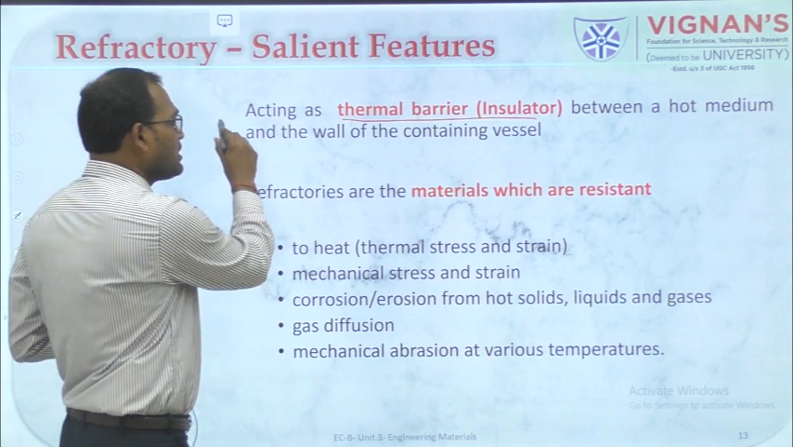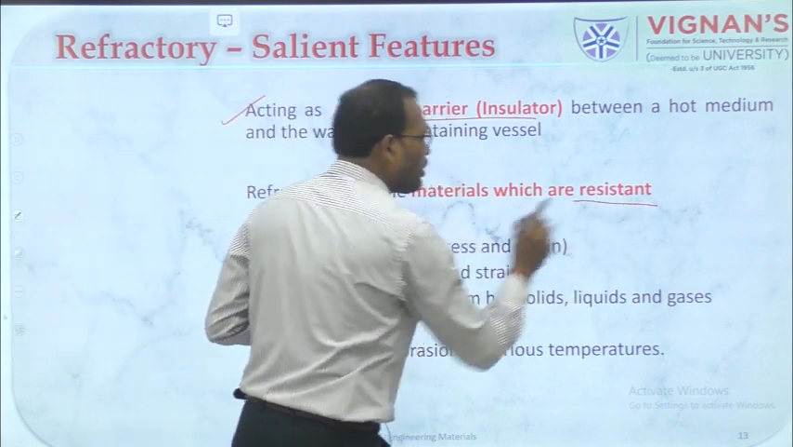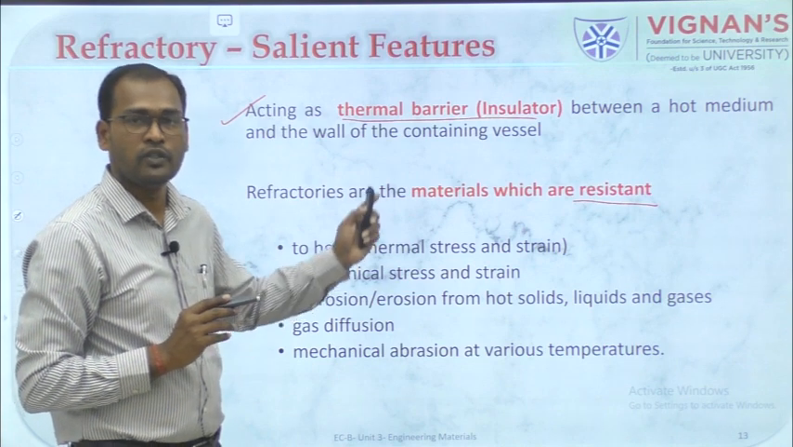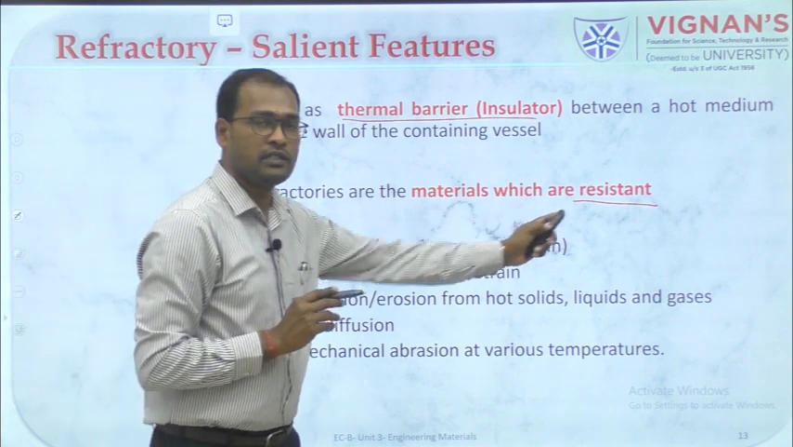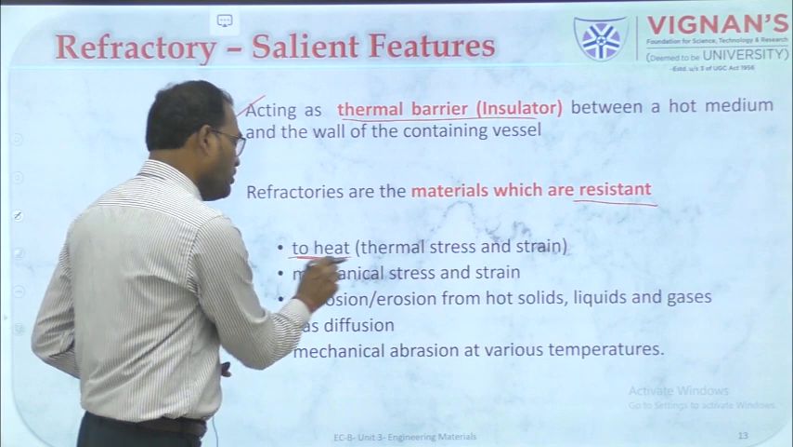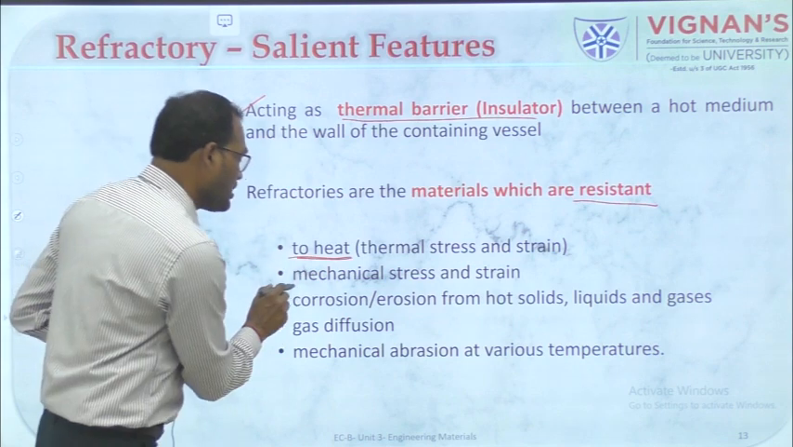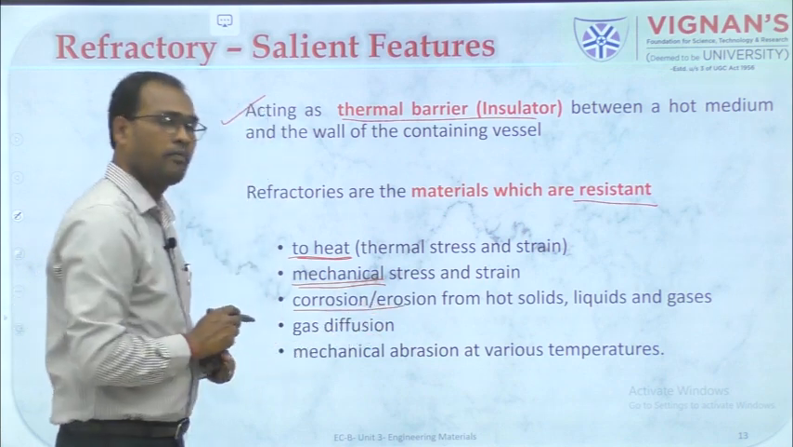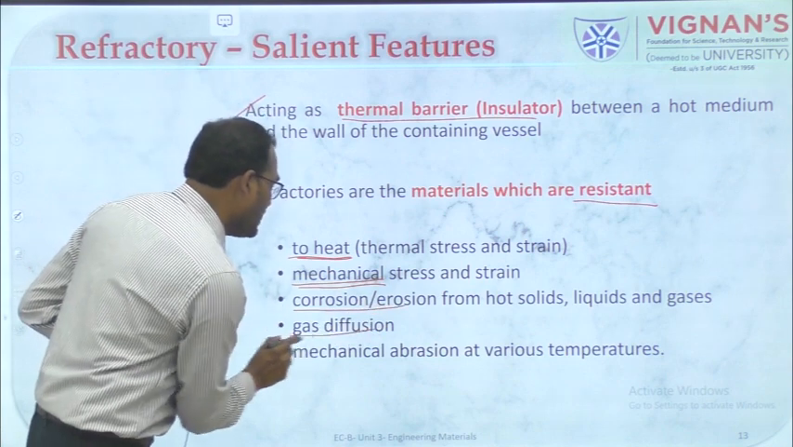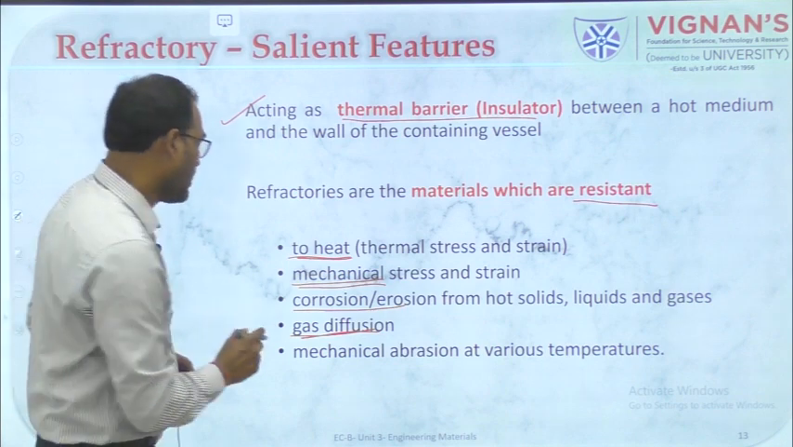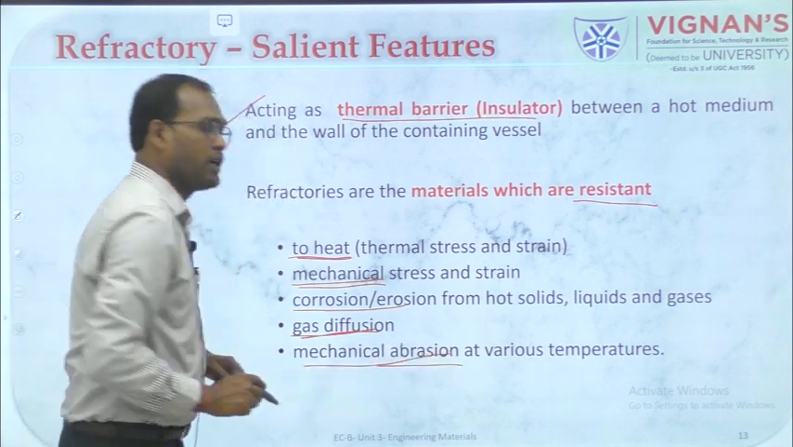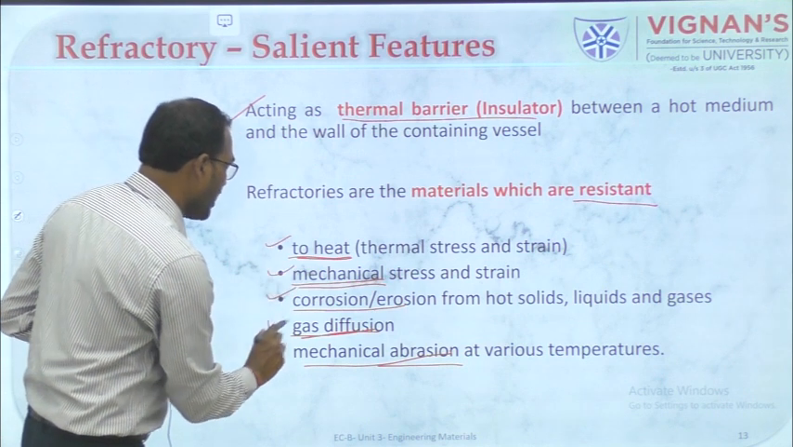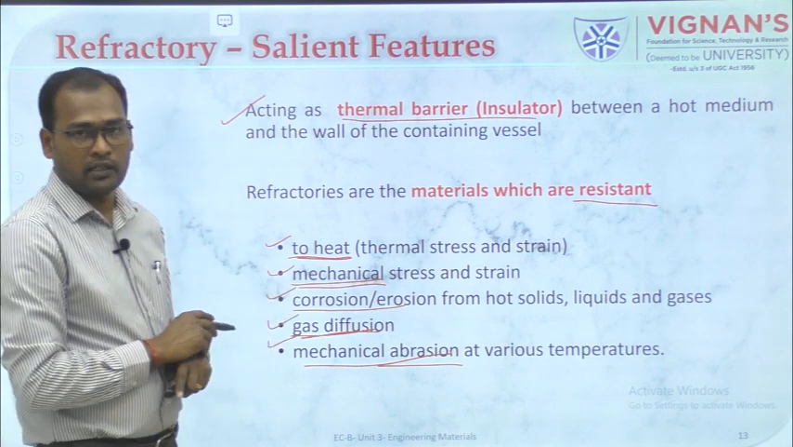And the second one is they resist a lot of things. Ceramics resist a lot of things. This also we saw in the earlier slide. So they resist the heat flow, they resist mechanical stresses, they resist corrosion, they resist gas diffusion, and they resist mechanical abrasion. These are some of the things which we have to look for in a refractory.